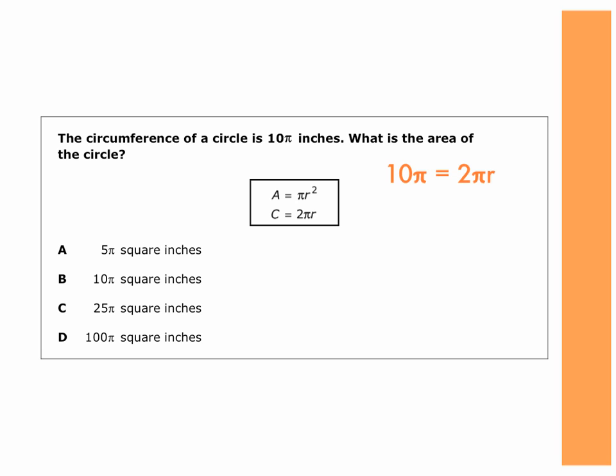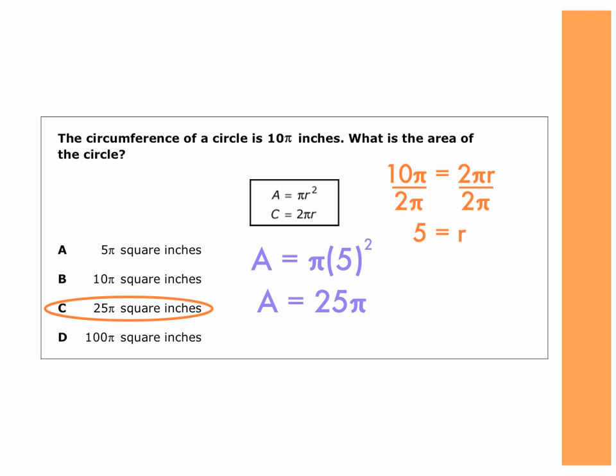I need to isolate or solve for r. To do that, I need to divide by 2 pi on both sides. My pi's are going to cancel out, and 10 divided by 2 is 5. So 5 is equal to the radius. Now what I can do is take that 5 and plug it into the area formula, which will give me area equals pi times 5 squared. Well, 5 squared is 25, so the area is going to be equal to 25 pi. If you look at your answer choices, you'll notice that they left their answer in terms of pi, so I don't need to multiply by 3.14 or anything. I already know that my answer is C.